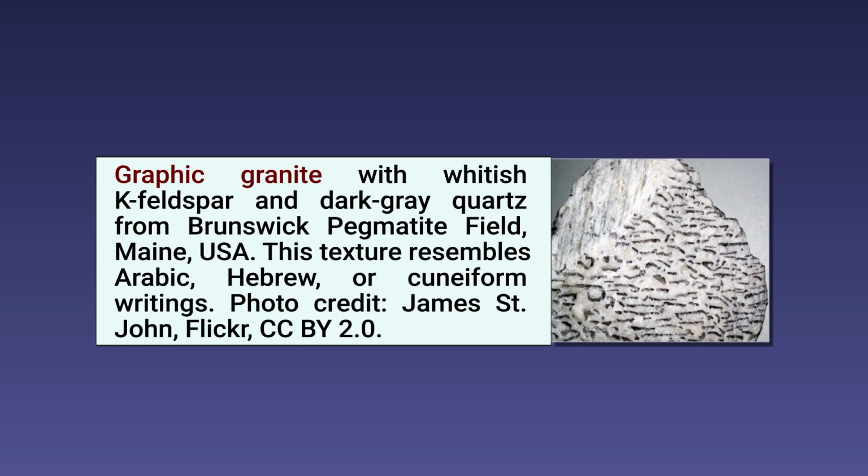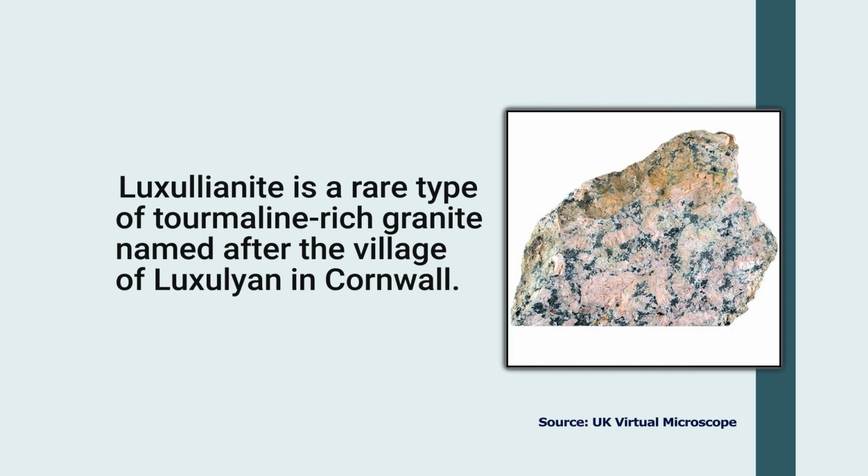This is an example of a graphic granite with whitish potash feldspar and dark grey quartz, and this texture resembles Arabic, Hebrew or cuneiform writings. And this is a variety of tourmaline bearing granite called luxullianite. It is a rare type of granite and is named after the village of Luxulyan in Cornwall.